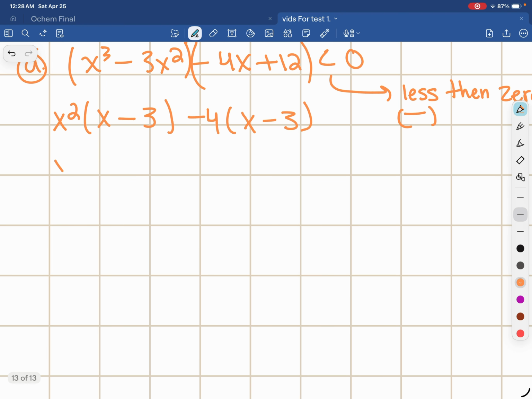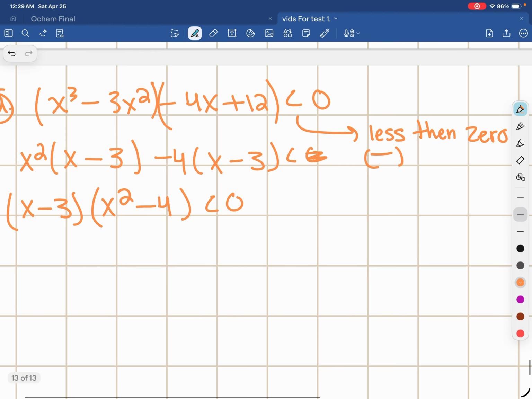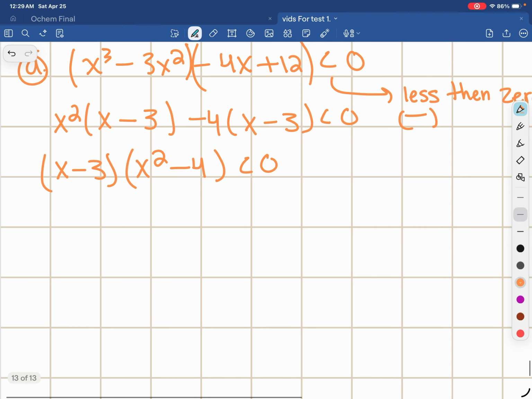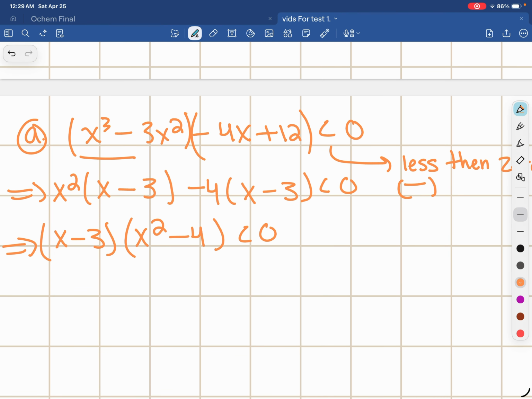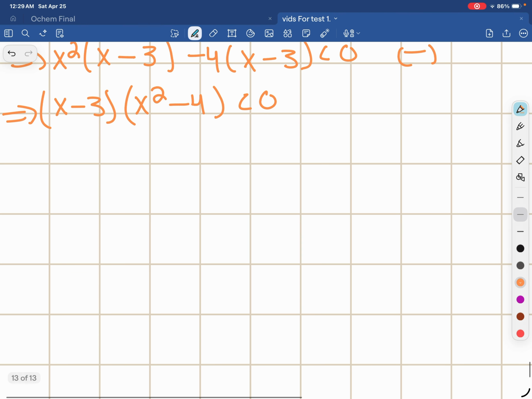So we should end up with x minus 3 times x squared minus 4. And you should be carrying this less than 0 with us throughout our whole problem. So again, our first step was factor by grouping. We take these two terms, we factor it, and then we get left with this. And we can go a further step with this term. This is going to be a difference of squares.